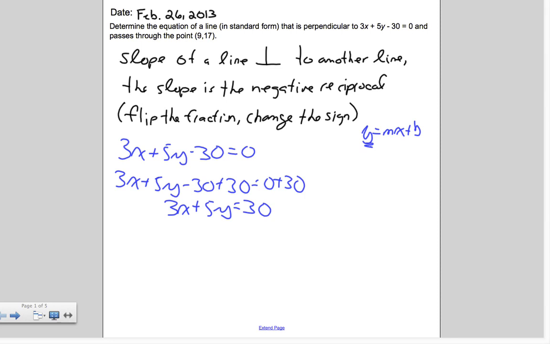I'm going to take a shortcut here. So subtract the 3x on both sides. I'm just left with 5y on the left side. Then I get 30 minus 3x on the other. Done? No. What else do we have to do still? Matthew? Divide by 5 on both sides.